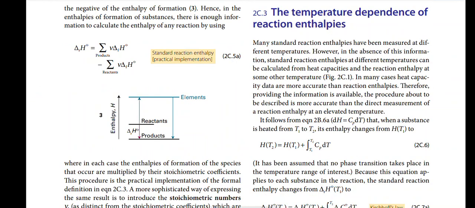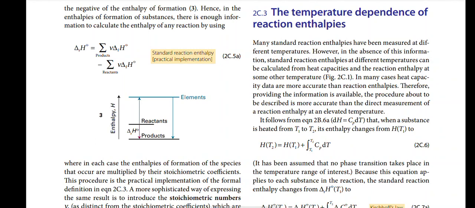The temperature dependence of reaction enthalpies. Many standard reaction enthalpies have been measured at different temperatures. However, in the absence of this information, standard reaction enthalpies at different temperatures can be calculated from heat capacities and the reaction enthalpy at some other temperature. In many cases, heat capacity data are more accurate than reaction enthalpies. Therefore, providing the information is available, the procedure about to be described is more accurate than the direct measurement of a reaction enthalpy at an elevated temperature.